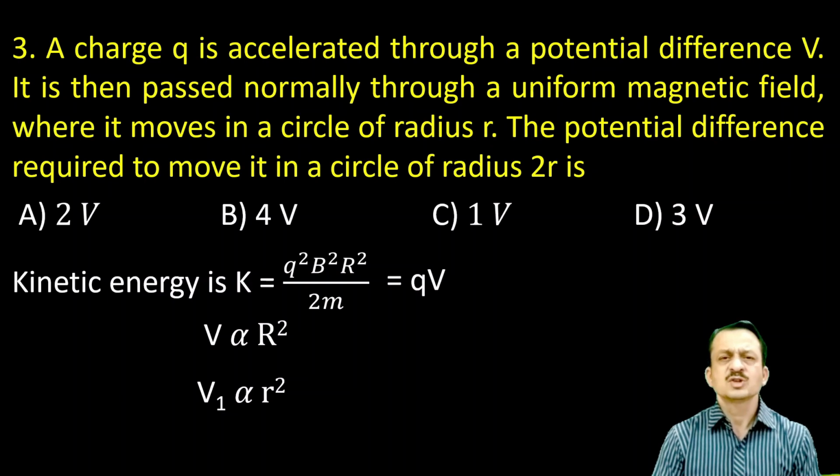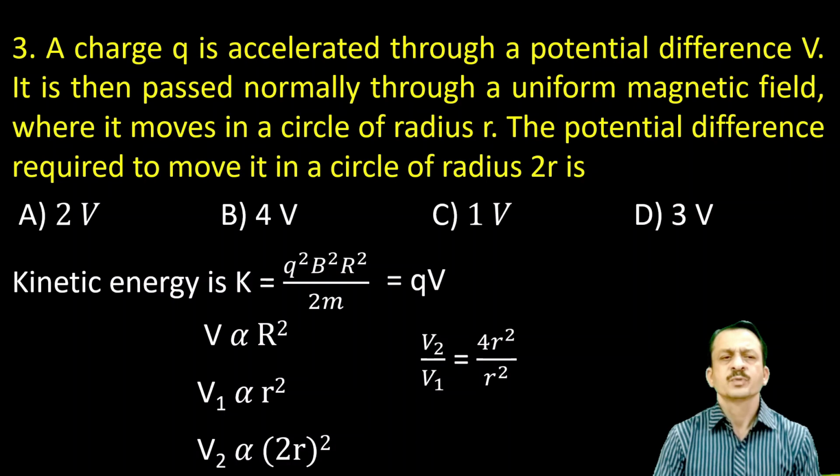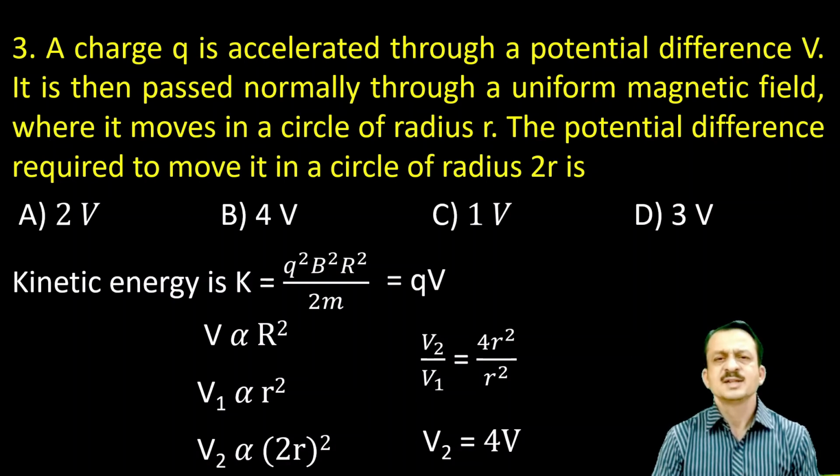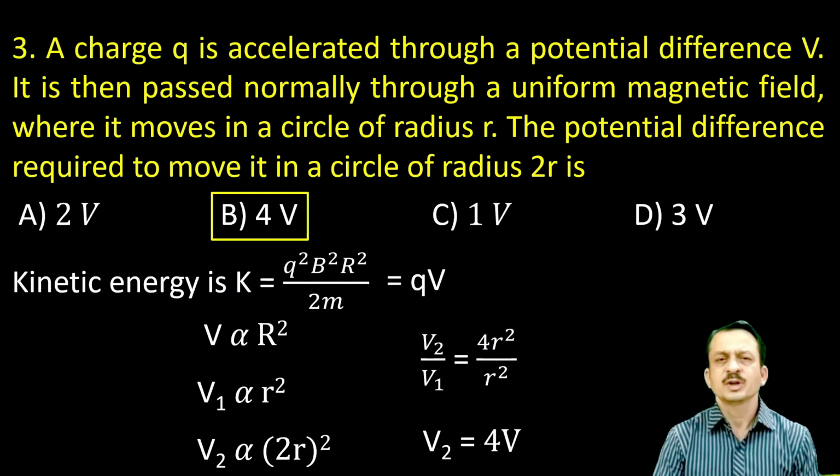In order to raise the radius, what should be the potential? Let me take it as V2. V2 is the potential required to increase the radius to 2r. Therefore, V2 should be proportional to 2r whole square. 2r whole square becomes 4r square. Now take the ratio of those two. That is V2 divided by V1 is equal to 4r square divided by r square. Now r square cancels. Therefore, the new potential required to increase the radius to 2r is V2 equal to 4V, and hence option B is the right answer, 4V. Okay. Now here one thing we should remember, potential is directly proportional to the square of the radius.